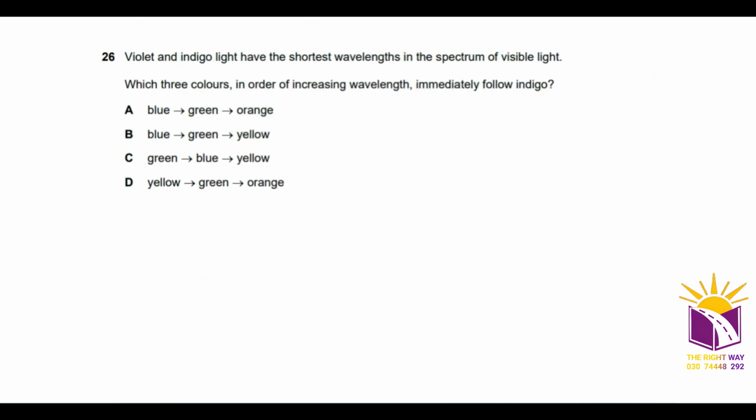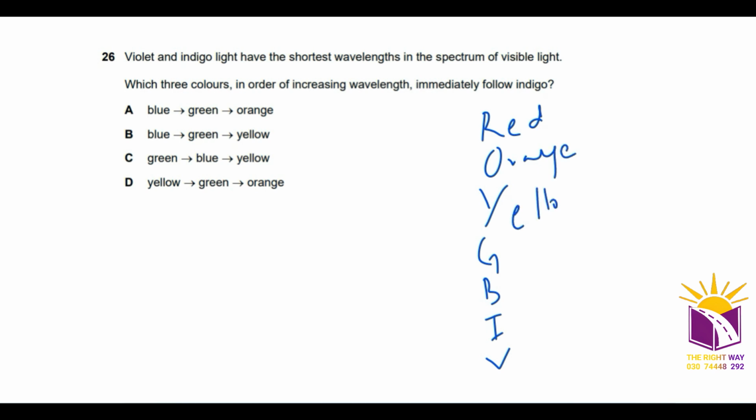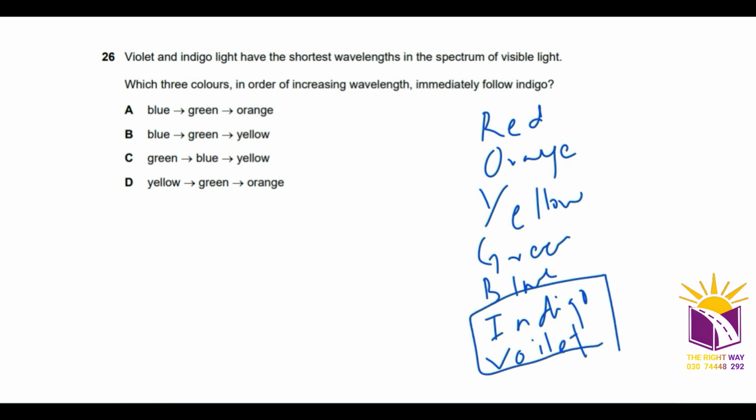Question number 26. Violet and indigo light have the shortest wavelength in the spectrum of visible light. Which two rays, in order of increasing wavelength, immediately follow indigo? Okay, I know that we have remembered a code word, ROY G B I V: red, orange, yellow, green, blue, indigo and violet. So these two have the shortest wavelength.